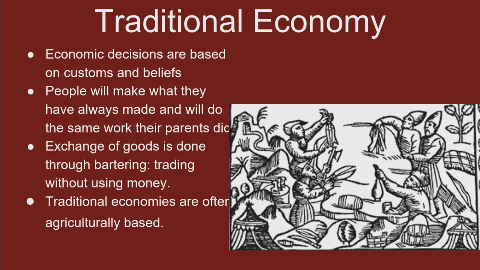Those exchanges of goods are done through bartering, and bartering is trading without using money. So they'll trade grain for maybe a weapon or something that they can't make themselves. So they'll trade certain things that they are good at making for things that they can't really get access to. Traditional economies are often agriculturally based, which means they mostly do farming or grazing of animals, stuff like that.